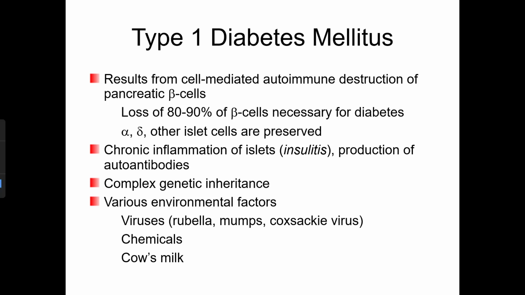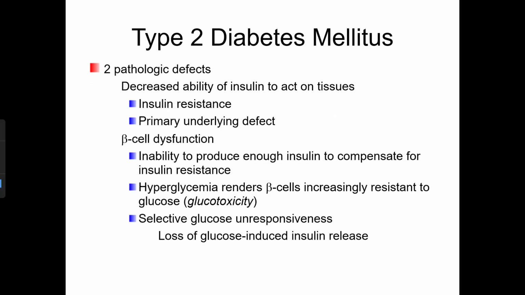Type 1 diabetes mellitus, going into a little bit more detail here. It results from cell-mediated autoimmune destruction of the pancreatic beta cells. Loss of 80 to 90% of the beta cells is necessary for diabetes. Alpha, delta, or other islet cells are preserved. There is chronic inflammation of the islets, insulinitis, and production of autoantibodies. There is complex genetic inheritance, and various environmental factors. Certain viruses, chemicals, and cow's milk may be associated with the development of type 1 diabetes mellitus.